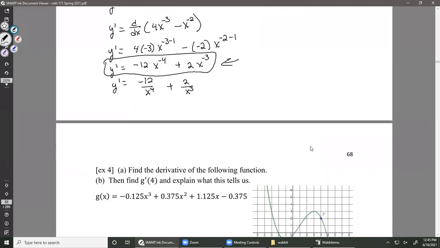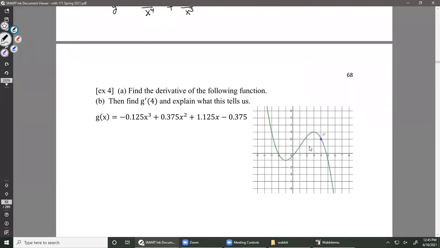All right. So we have this example 4 that says find the derivative of the function, then find g prime of 4 and explain what this tells us. What it's setting us up to do is to be able to find the equation of the tangent line. So at 4, we have this line that comes off of it. And if you're not very good at drawing tangent lines, that's okay. Apparently neither am I. So the first thing is find the derivative of the following function.